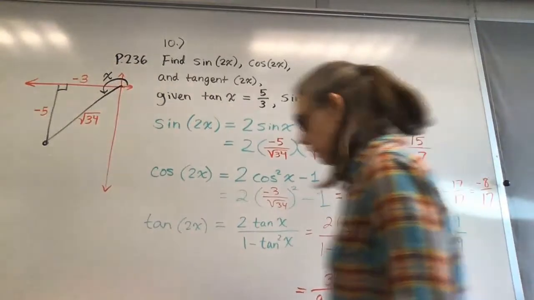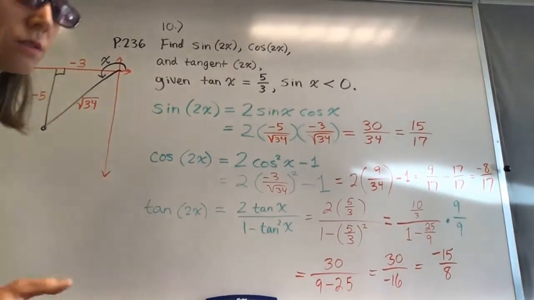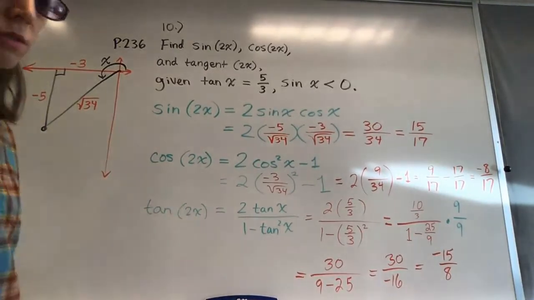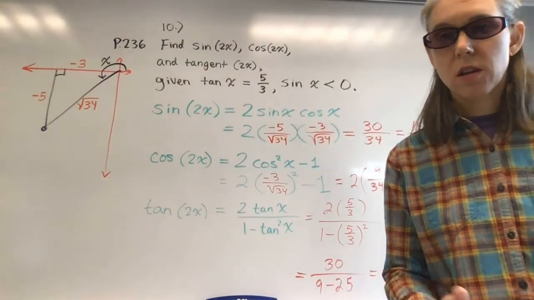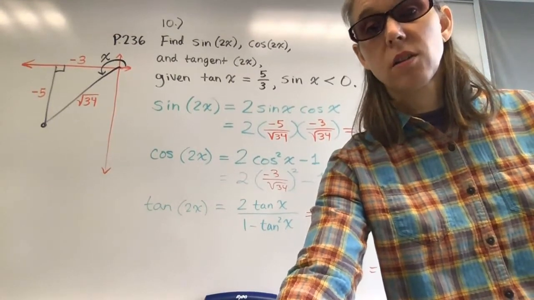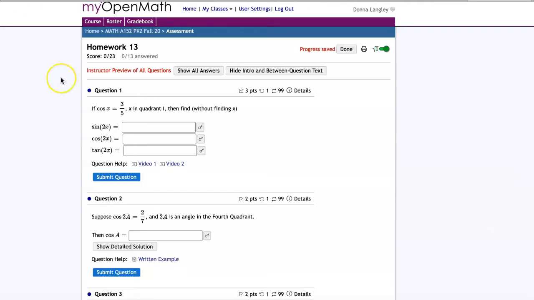Okay, so this problem right here is going to correspond to number 9 in your homework, but for number 9, you don't have to do tangent of 2x. But on My Open Math, question number 1, you will find all 3, sine, cosine, and tangent, are required. So as I was just saying, the previous problem I went over, number 10, will help you with question number 1 on My Open Math.